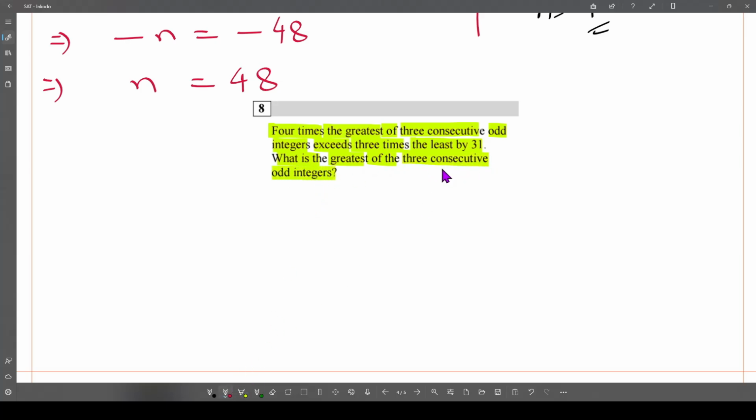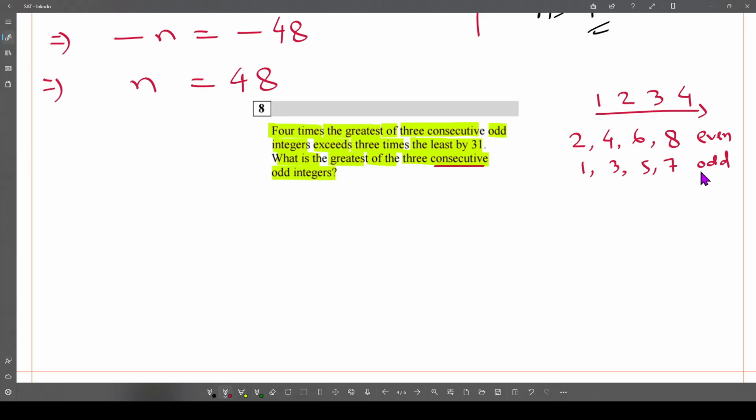First, what is a consecutive number? Like 1, 2, 3, 4 is a consecutive number, one by one. How about consecutive even numbers? 2, 4, 6, 8 is a consecutive even number, and this is even. And what about odd? 1, 3, 5, 7. This is an odd consecutive number. It can start from anywhere, like 31, 33, 35. This is also a consecutive series.